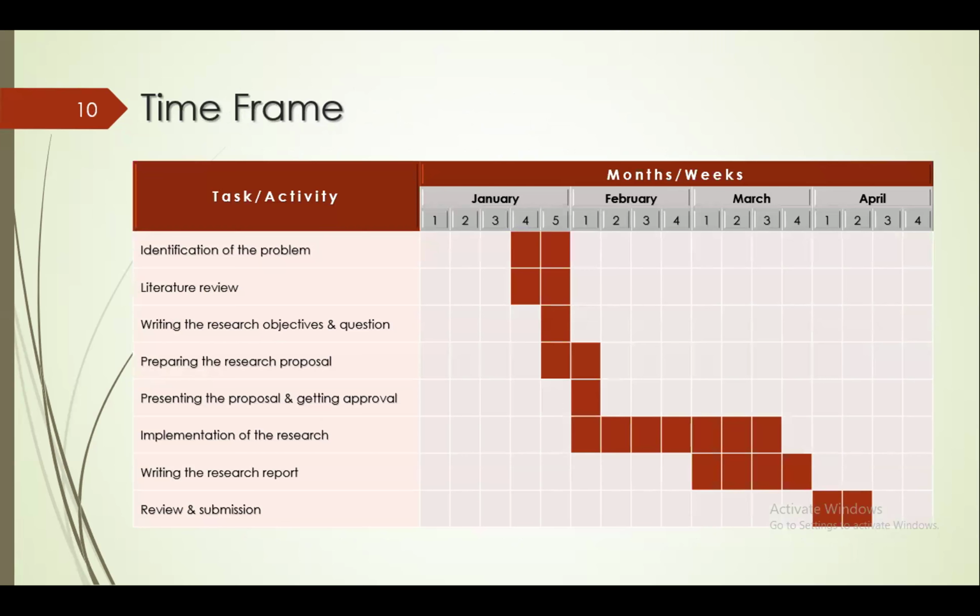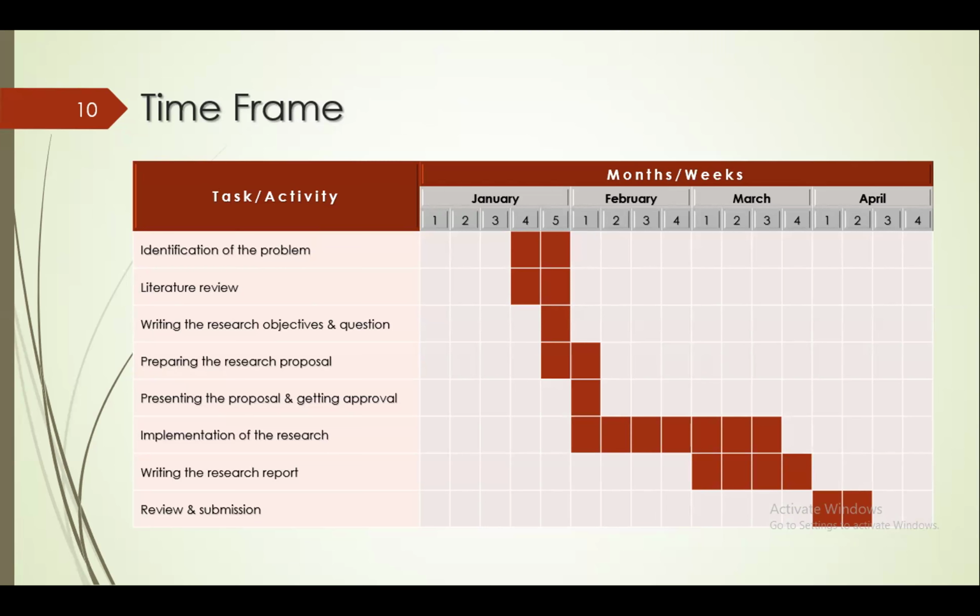This is my time frame. This research follows a structured timeline beginning with the identification of the problems in January 1st to 2nd week through observation and discussion. This is followed by a literature review from January 2nd to 4th week and first week of February to explore existing studies on student engagement. In February 1st to 2nd week, the research objectives and questions are formulated based on the findings. The research proposal is then prepared in February 2nd to 3rd week, followed by presentation and approval in February 3rd to 4th week.